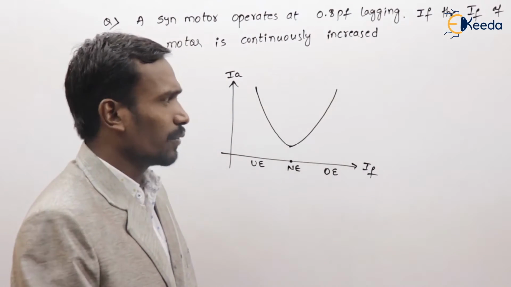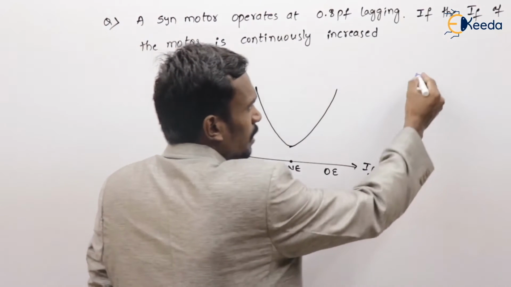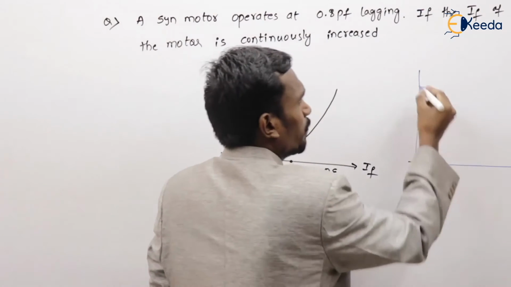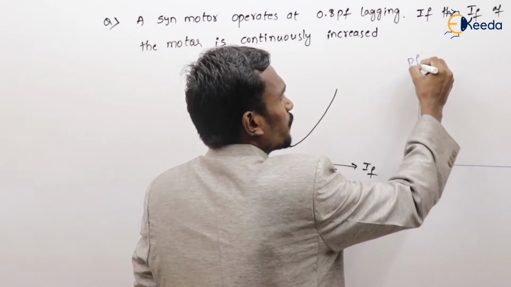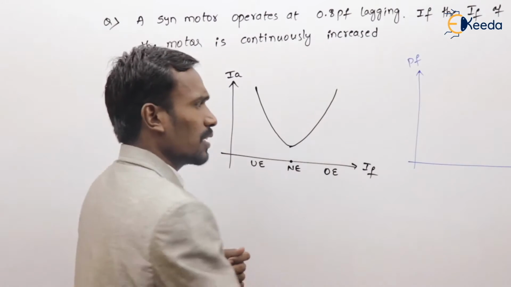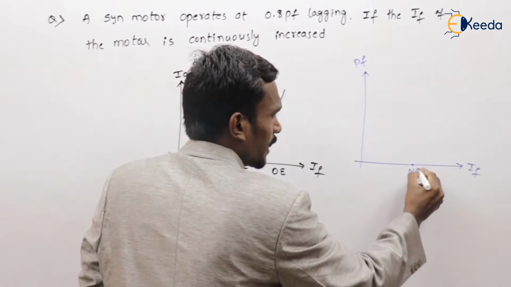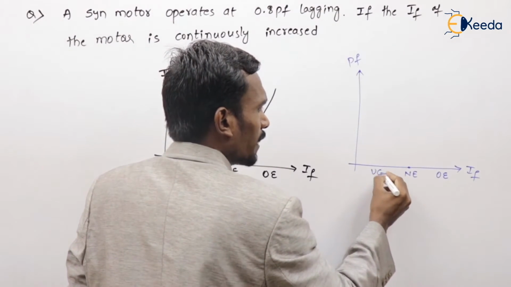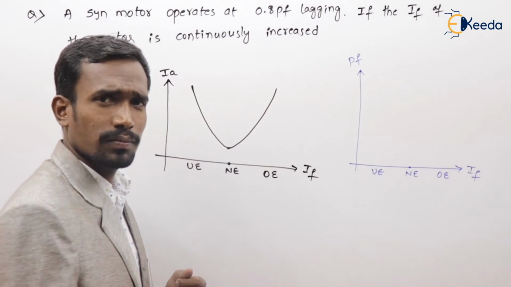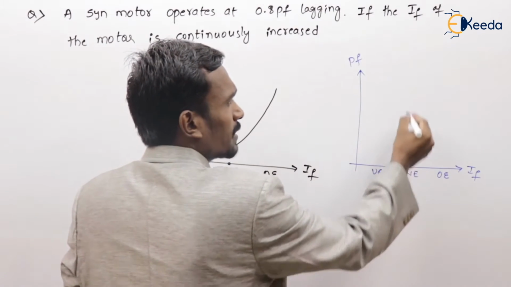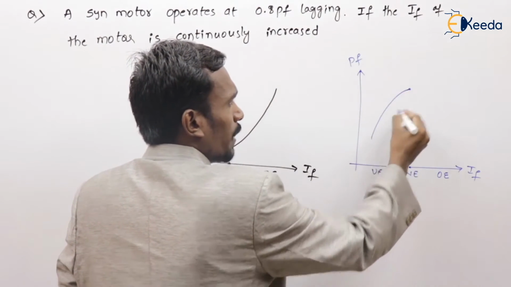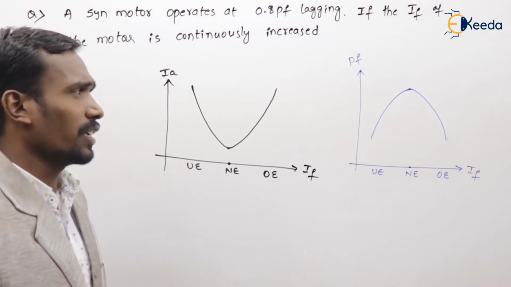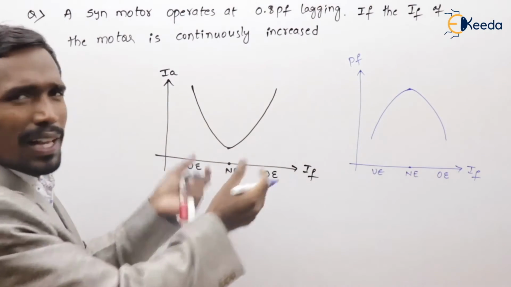What about the inverted V-curve? Let's see the inverted V-curve. This is, for example, field current, and this is power factor. This is normal excitation. When field current increases, over excitation. When field current decreases, under excitation. At normal excitation, power factor is unity. When excitation decreases or increases, the power factor reduces. Yeah, this is well known.